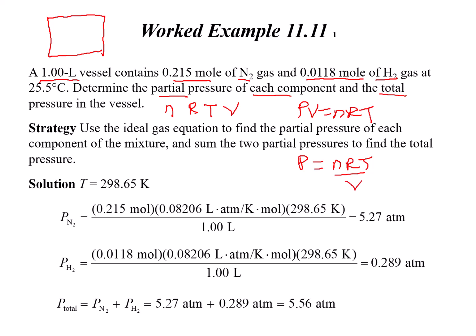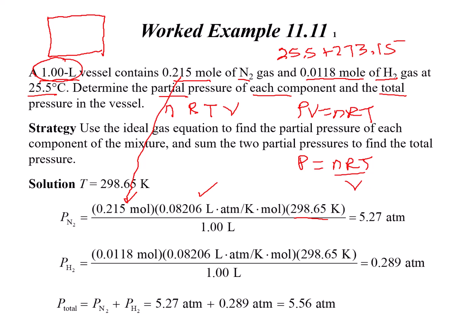So now I take the information from the problem and place it into the equation. So there's my number of moles of nitrogen gas. There's the gas constant, which you'll have memorized. The temperature, 25.5. Again, make sure anytime you're working with a gas that you convert this to Kelvin by adding 273.15, and that gives us 298.65. Divided by the volume of the container.